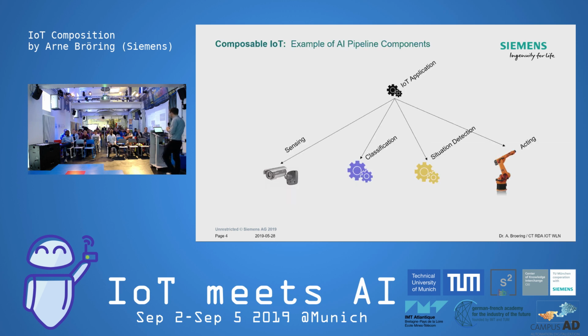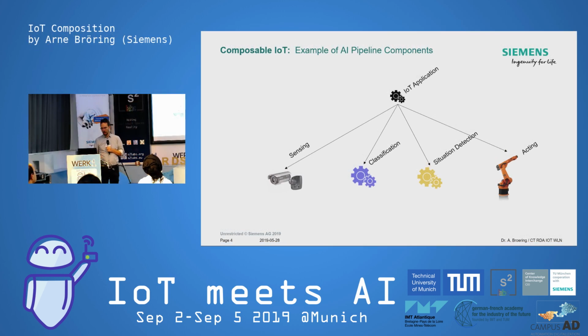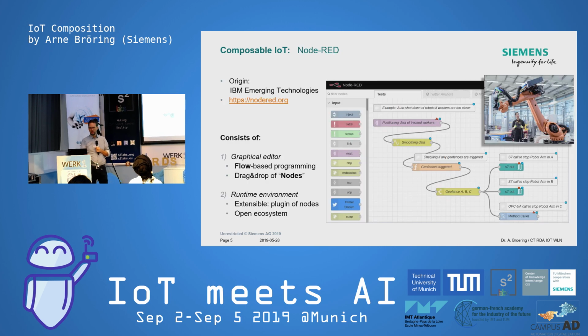And composable IoT means that we can, as shown in this example, use different components hosted by different IoT devices, for example, sensing with a camera, producing a video stream, then doing some AI classification, machine learning, some situation detection, and then acting upon it, for example, doing quality control in a production process with the camera. That's a simple example of such a composed IoT application.